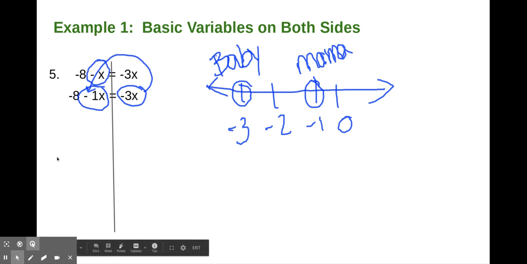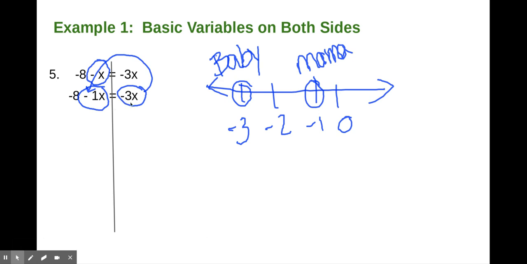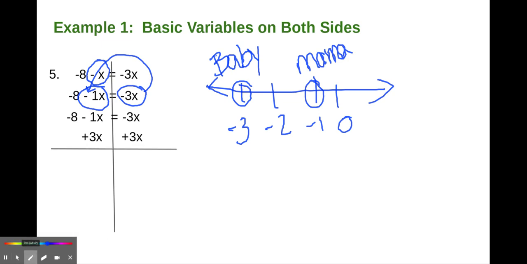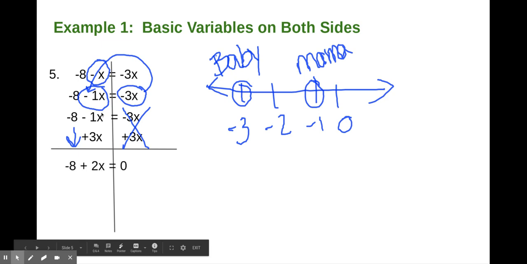And in order to do that, again, anytime you go across the equal sign, you have to make it its opposite. So the opposite of a negative 3 is a positive 3. So a positive 3x to both sides. Okay. When you do that, you're going to see that the negative 3x and 3x cross out, and I bring down the negative 8. So I get negative 8 plus 2x, because negative 1 plus 3 is 2x.